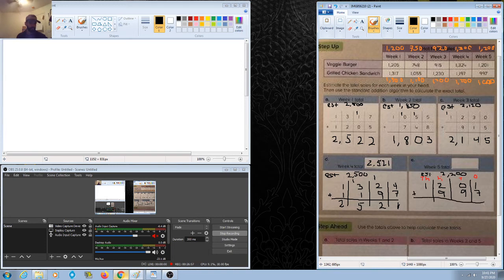So 1 plus 7 is 8. I don't have to carry. 0 plus 9 is 9. I don't have to carry. 2 plus 9 in the hundreds place is 200 plus 900, which is 1,100.